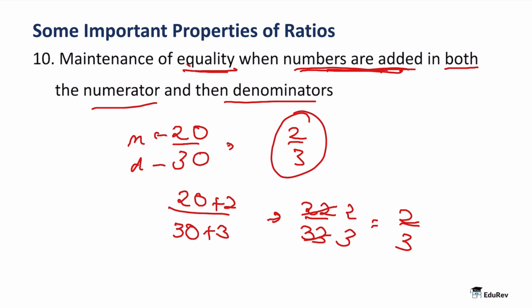So basically, in other words, the ratio of the additions should be equal to the original ratio to maintain equality of ratios when two different numbers are added in the numerator and the denominator. Great. Now this sums up our entire video on the important properties of ratio, and this was an introductory lecture, and I'm sure that all of you are very well equipped with ratios by now.